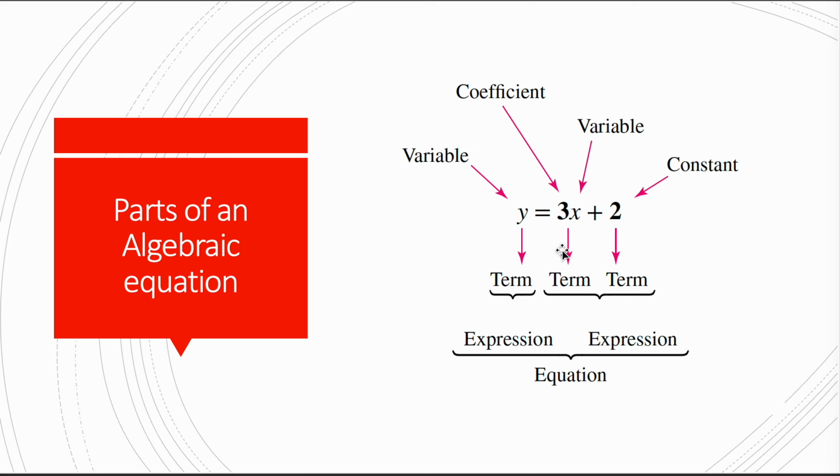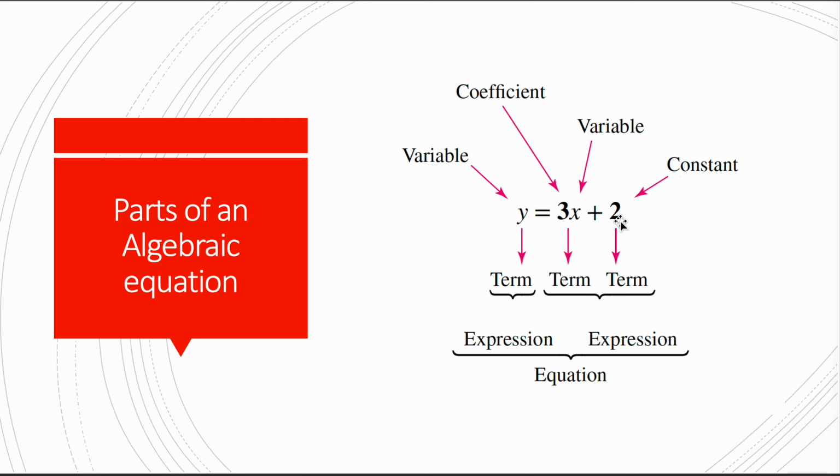As you can see, y is a variable and x is a variable. Anything that has letters, we treat as variables. Now 3 is in front of x, so we treat that as the coefficient. Now 2 is just a number by itself and that is called a constant.